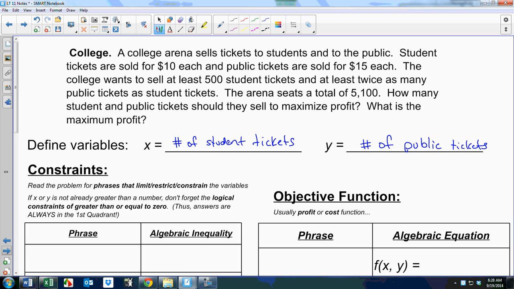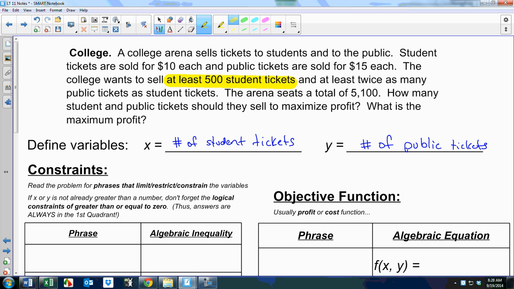But what you have to do is probably reread the problem several times. Not the whole thing, but scan it for any phrase that sounds like a restriction. So scan that problem for the first phrase you find that sounds like a restriction. At least 500 is the first one that I see. All right?